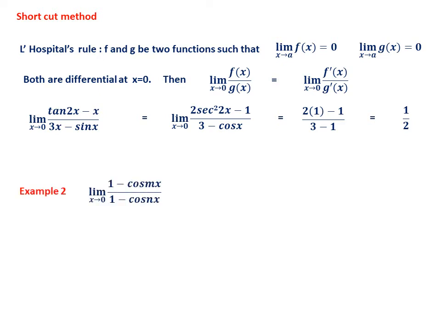Let me give one more example. Say limit of 1 minus cos mx by 1 minus cos nx. Once again, f of x is 1 minus cos mx, g of x is 1 minus cos nx. So both are 0. Therefore, we can use L'Hospital's rule. Therefore, differentiate. Differentiation of 1 is 0, you know. Differentiation of minus cos mx is plus m sin mx. Similarly, in the denominator, differentiation of 1 is 0 and differentiation of minus cos nx is n sin nx. So this is L'Hospital's rule.